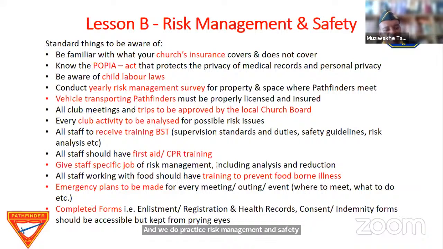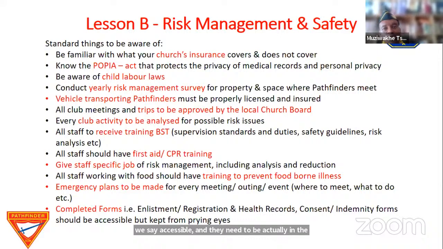The other important point, leaders, is that we need to have completed forms, such as the enlistment or registration form, as shared by my leader, President Sibu. And also we need to have the health records completed and signed by parents, the consent forms or the indemnity forms, and this should be accessible but kept away from prying eyes. And when we say accessible, they need to be actually in the file of the director.